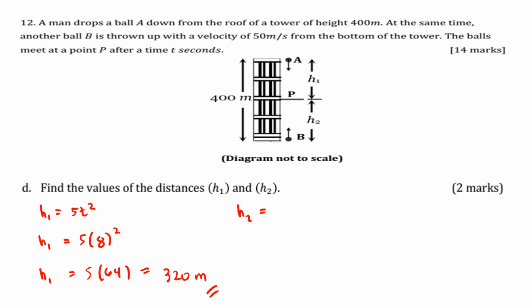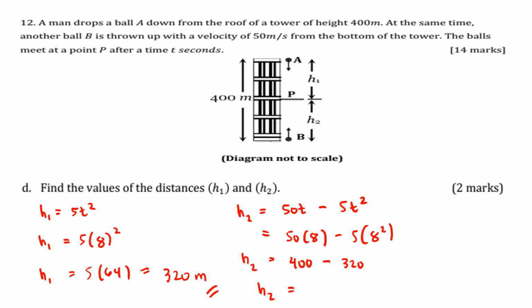Our H2 is equal to 50t minus 5t squared. So we have 50 times 8 seconds minus 5 times 8 squared. So we have H2, 50 times 8 is equal to 400 minus 5 times 8 squared, or 320, which is similar to H1. So our H2 is equal to 80 meters.